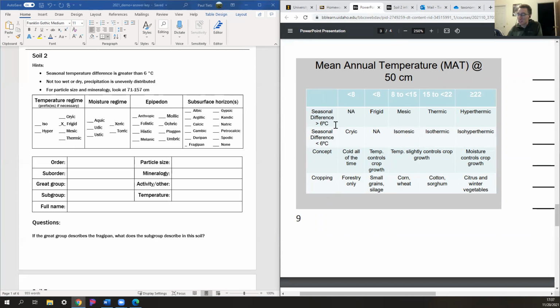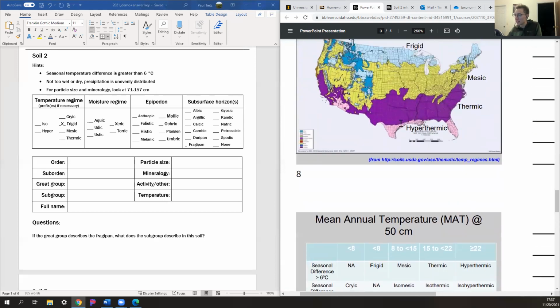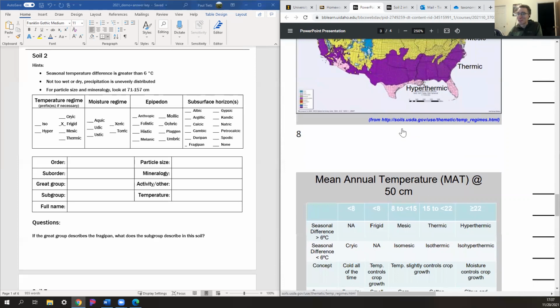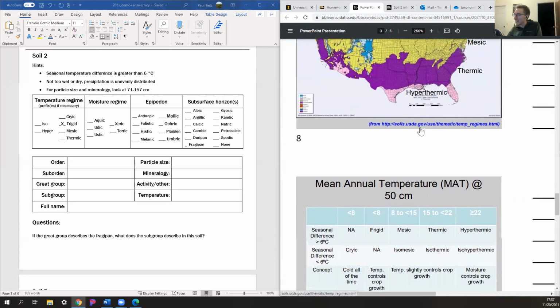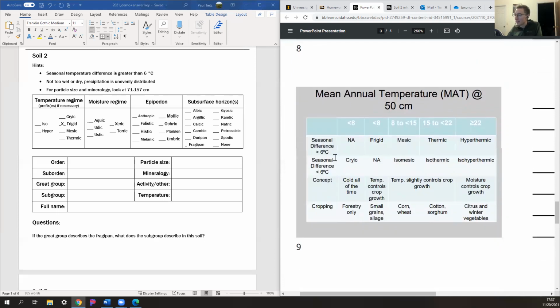How do you know if you need one of those? It's not that complicated. You just keep reading in this table. If you have a really hot soil, it's hyperthermic. That would be in Florida and South Texas. I think that was a test question that you guys just had. So this is what Jody was asking about then on a test question like that.